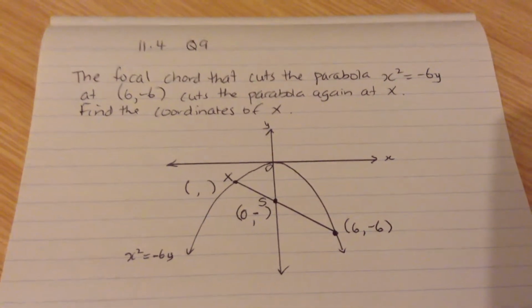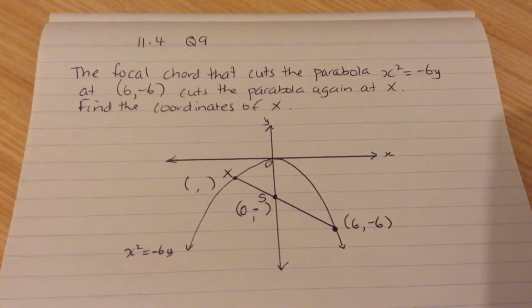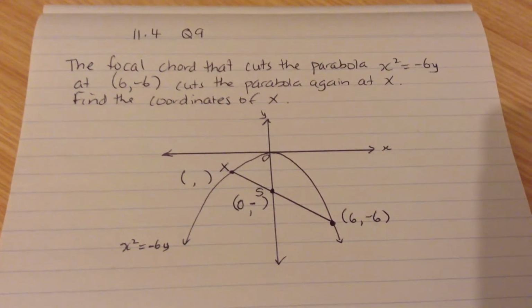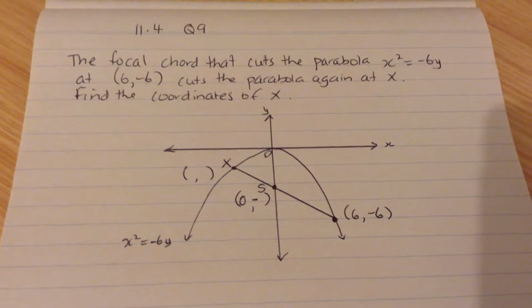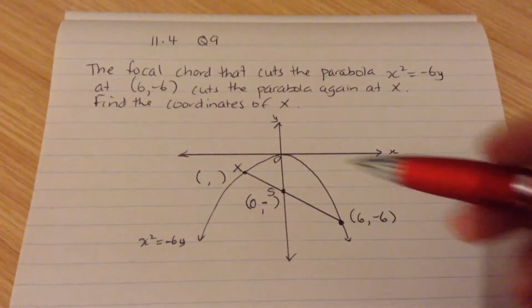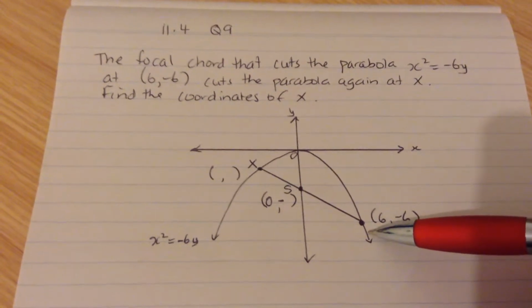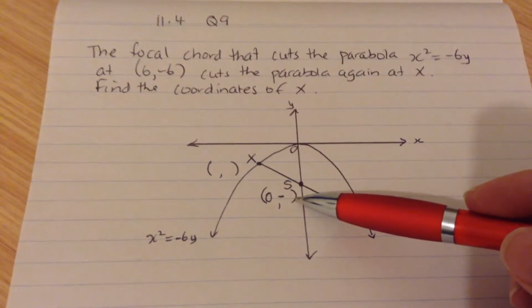11.4 question 9. The focal chord that cuts the parabola x squared equals minus 6y at (6, -6) cuts the parabola again at X. Find the coordinates of X. So here is the parabola, x squared equals minus 6y. I haven't worked out the focus yet, but we'll do that first.